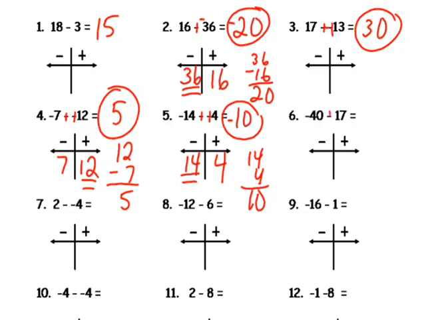I'm going to turn this one into addition. I'm going to add the opposite. So we have negative 40 plus negative 17. We don't have a war, so we just add these together. And they were all on the negative side. It's negative 57.